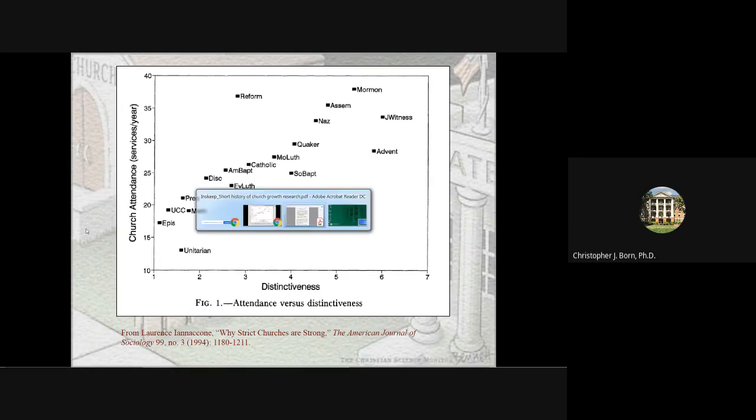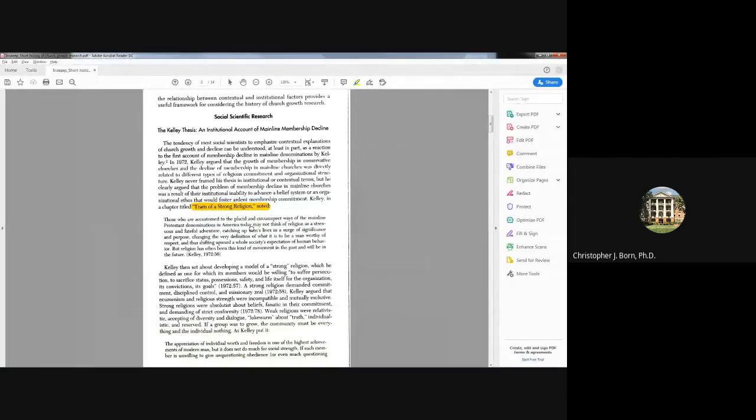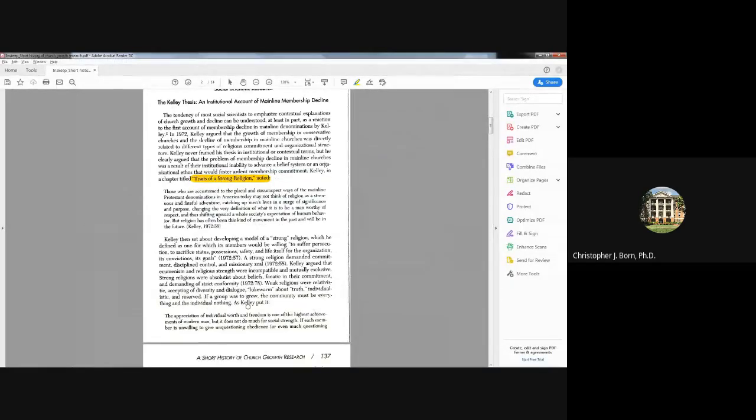So, bouncing back, we've covered the Kelly thesis. Now there's another thesis: Bibby's thesis, our original Bibby. He's one of the first social scientists to dispute the conservative versus liberal hypothesis. With Kelly's book, Why Conservative Churches Are Growing, Bibby comes up and questions that.